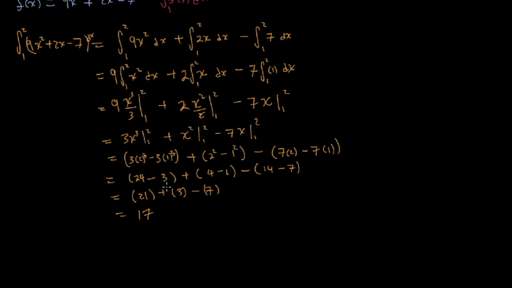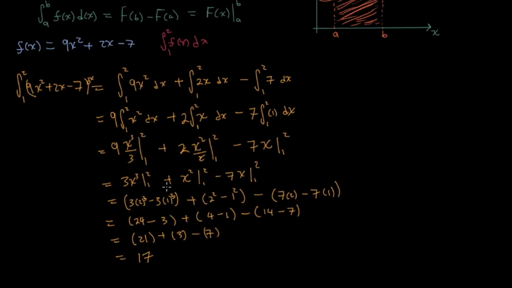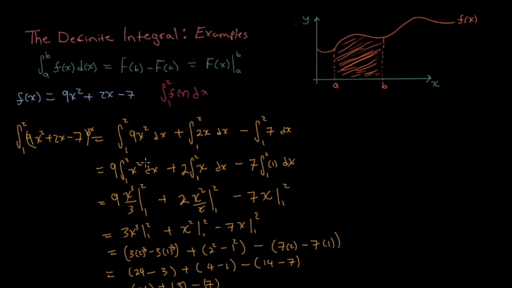Okay, so 17. What this means again is 17 would be the area underneath this curve right here from the interval 1 to 2. So that means that if this curve right here was f(x), and a was 1 and b was 2, then this area right here is 17.